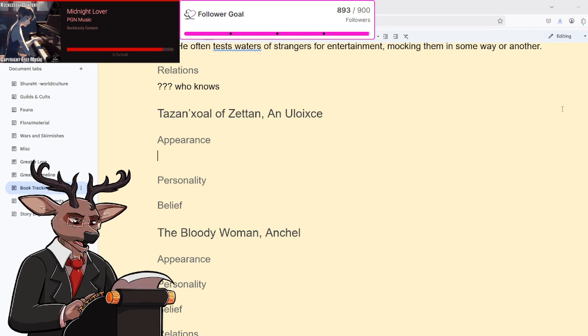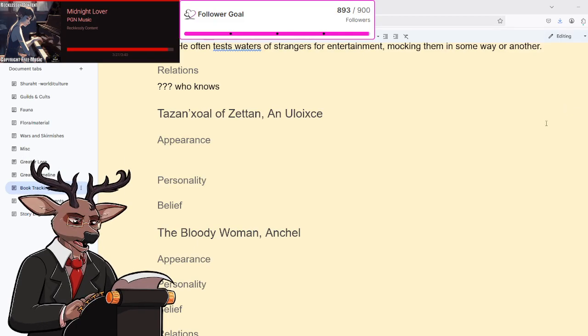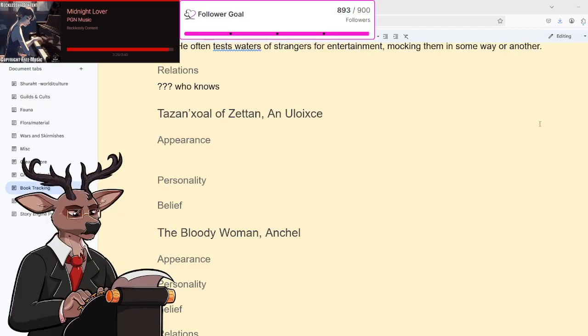But then I also get to play around with the feral nature versus a societal desire. So Tazan's gonna be fun. Tazan will be fun.